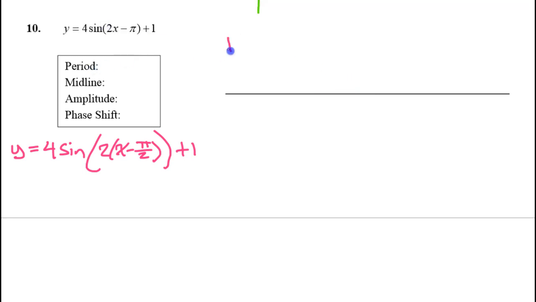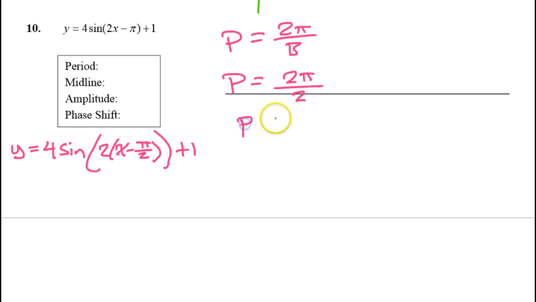So the period. We know that the period is going to be 2 pi divided by the b value. In this case, that'll be 2 pi divided by 2, because the b value is 2. That tells me that the period is pi. Okay, so let's go ahead and write that down. The period is pi.